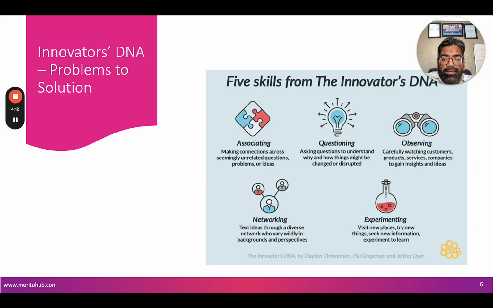Now the second thing you have to do is come up with solutions to the problem. Then the question is how people arrive at solutions, or how people innovate something. These are the 5 skills from the book The Innovator's DNA, and let's understand what these 5 skills are.